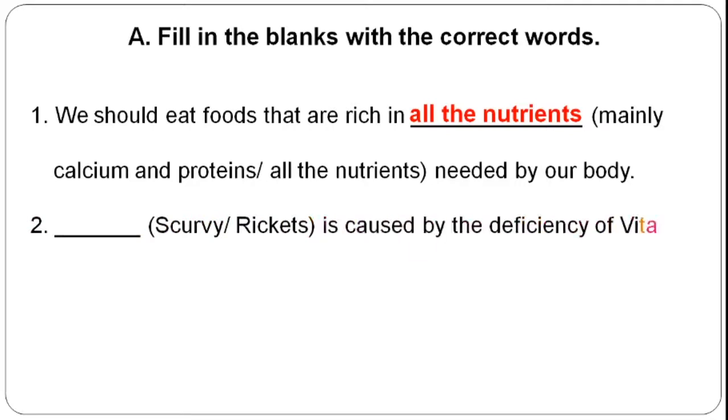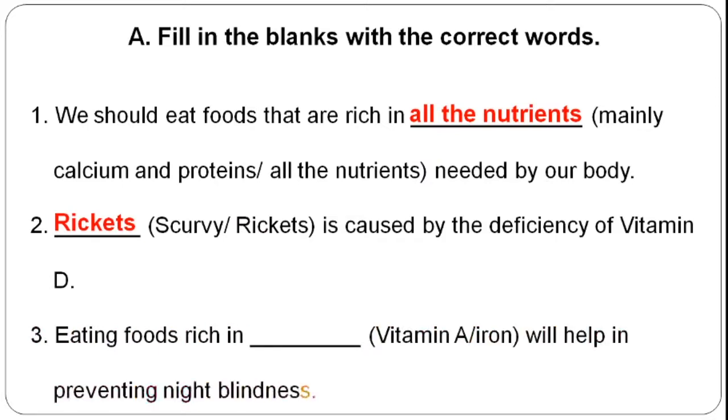Next one, blank, scurvy or rickets, is caused by the deficiency of vitamin D. Very simple. Rickets is caused by deficiency of vitamin D. Scurvy is caused by deficiency of vitamin C. Very good. Eating foods rich in blank, vitamin A or iron, will help in preventing night blindness. Well, night blindness is a deficiency disease of vitamin A.